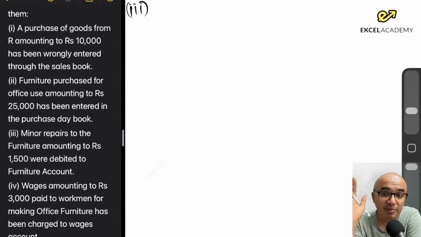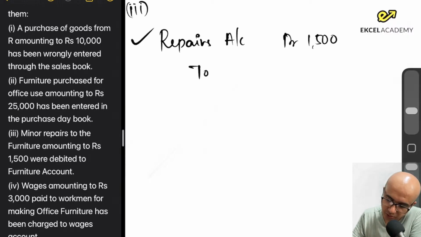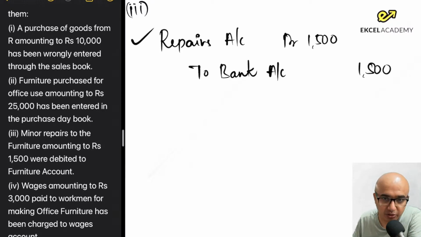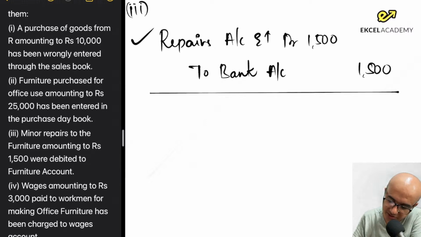That is repairs account. They didn't do that. So obviously there is a mistake. So let us look at the actual entry which they should have recorded. Repairs and maintenance perhaps, or I will just simply write repairs account debit. How much is that minor repairs? 1500 to bank account. This is the entry which they should have passed. Increase in expenditure, decrease in asset. Expenditure is increasing, debit; asset is decreasing, credit.